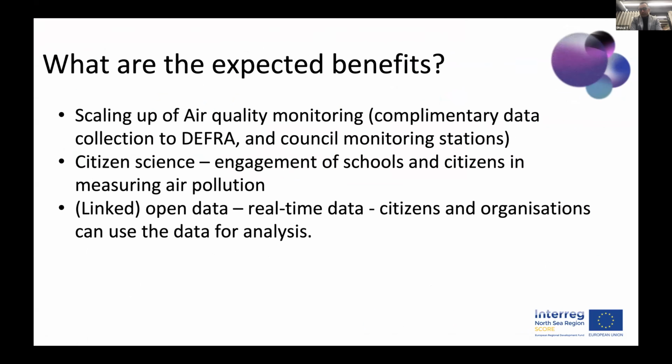And the data is absolutely open. The platform behind this is linked to open data, so it's highly structured data as well. One of the things I didn't show in the platform is that you can download up to a month's data from this platform. And we're looking at allowing people to download the whole data set rather than up to a month. And it's real-time data, and citizens and organizations can use this data for analysis.